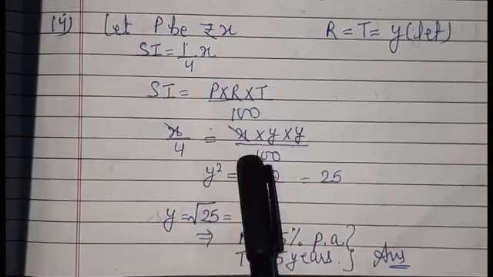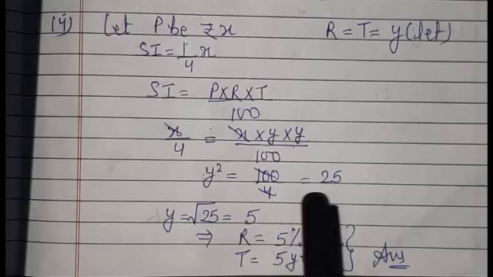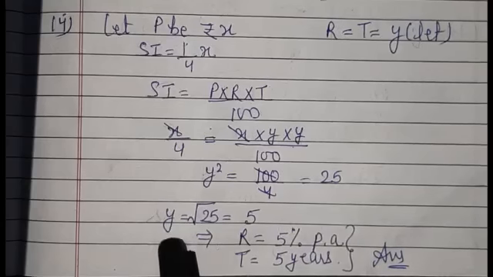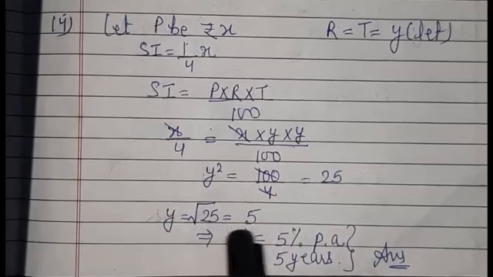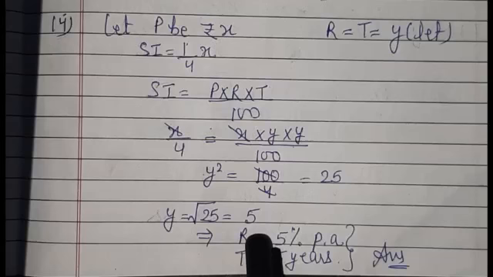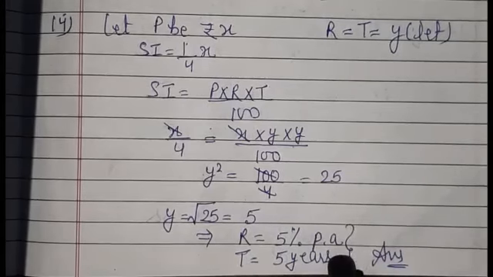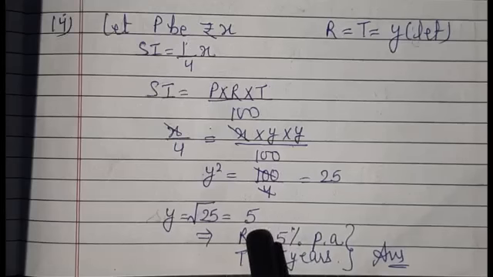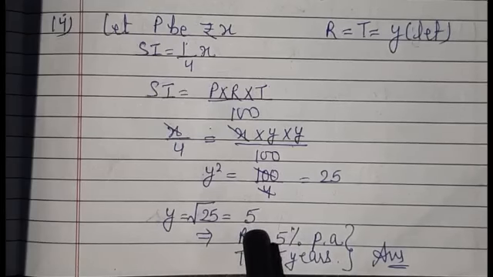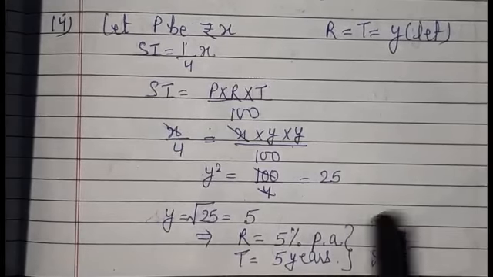When we simplify, y square equals to 100 upon 4, that is 25. So value of y will be square root of 25, that is 5, right? So that means rate of interest will be 5% per annum and time is also 5 years, because value of y is coming 5 that we have let. Is it clear to you?